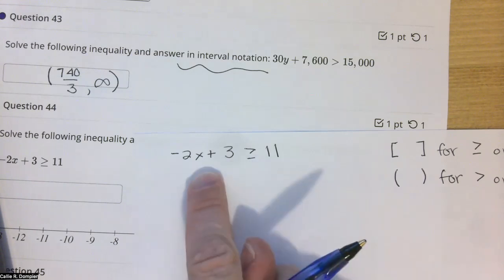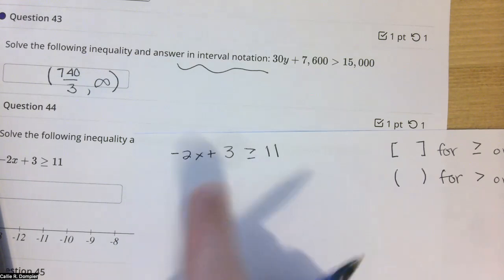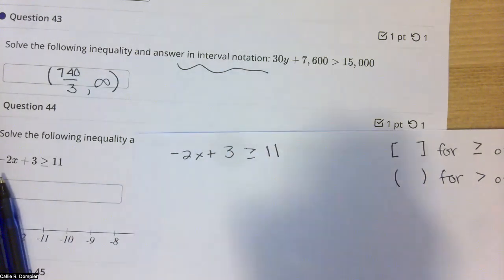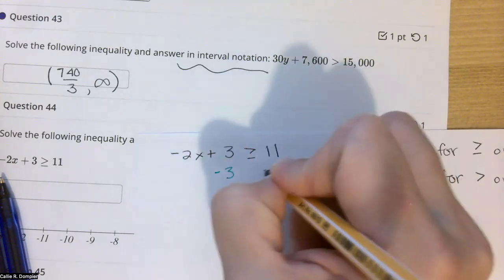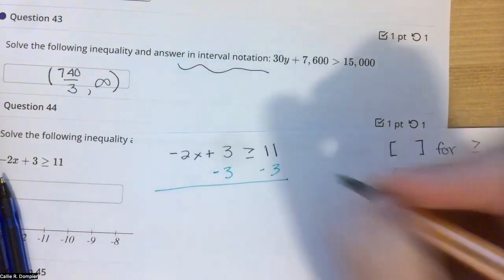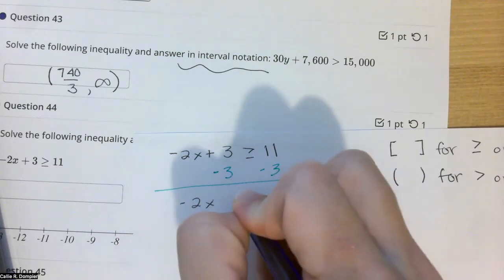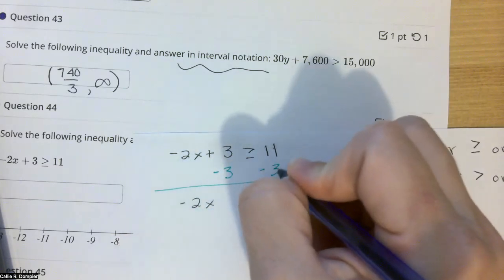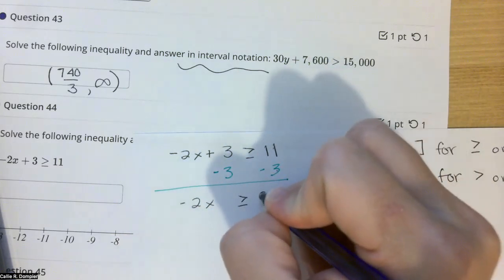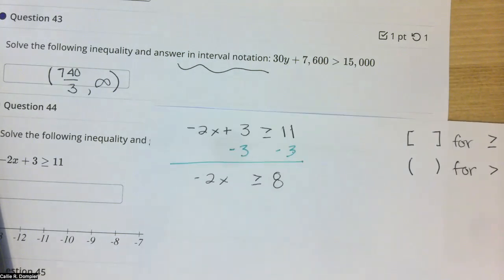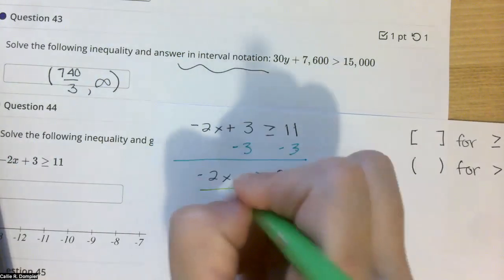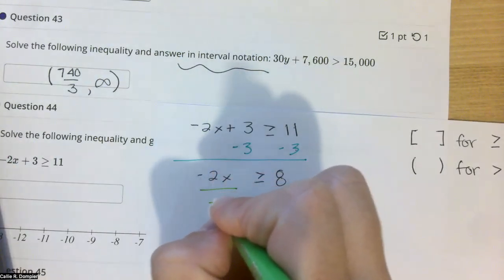We're going to treat that like an equal sign. X is being multiplied by negative 2 and 3 is being added. So we're just going to do the opposite, which is subtract 3. Put it right into the 11 because those are like terms. I get negative 2x greater than or equal to 11 minus 3 is 8. Now, it's being multiplied by negative 2, so we need to divide by negative 2.